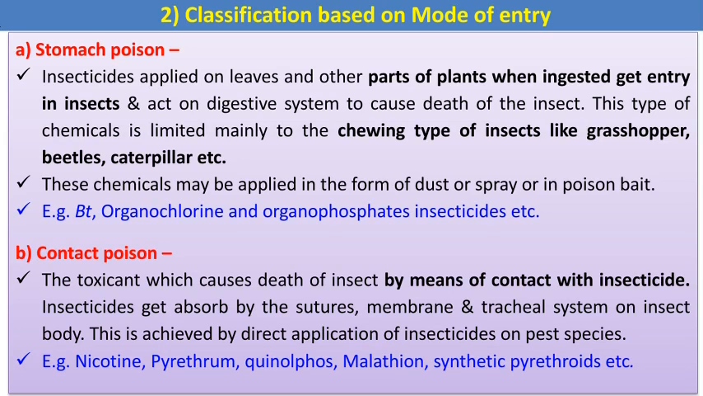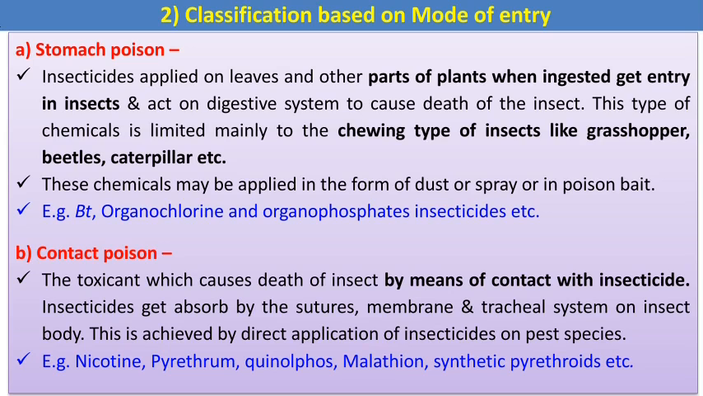After the application of stomach poison insecticides, when insects feed on a treated plant, it is ingested by the insects, and they act directly on the digestive system and cause death of the insects. In that, basically, organochlorine and organophosphate insecticides are stomach poison insecticides, and Bt, that is the insect bacteria, also acts as a stomach poison insecticide.